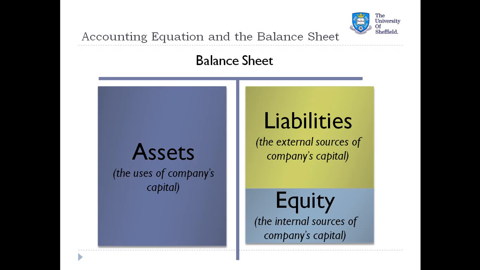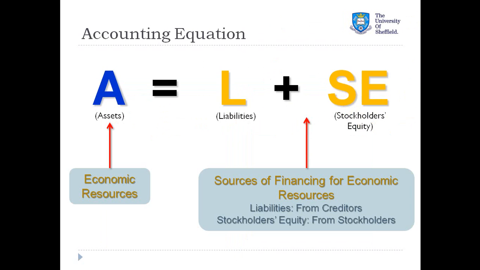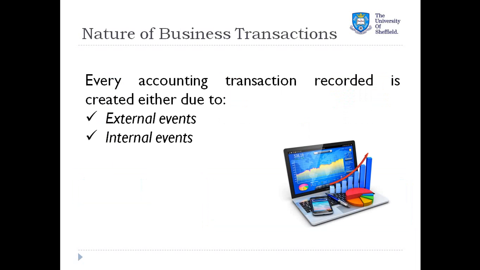In order for me to explain it a little bit better, let me try to show it in a simpler way. You can see here that we have A equals L plus SE. The sources of financing for acquiring assets, the liabilities and the equity, are equal to the economic resources, that being the assets. So this accounting equation always needs to stick. It's always a prerequisite for everything in accounting.